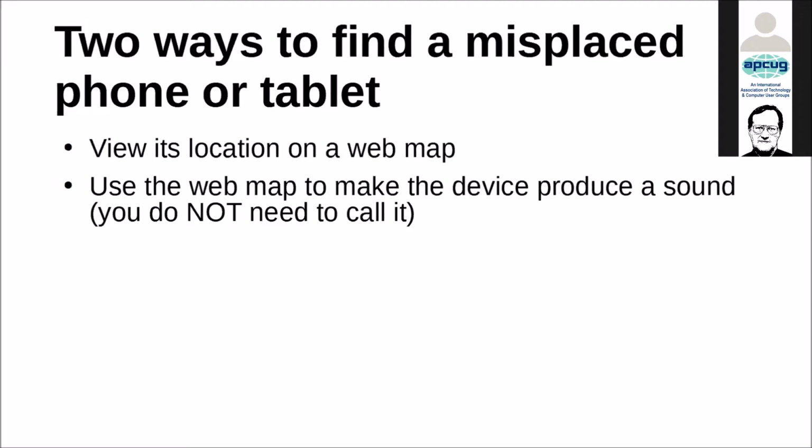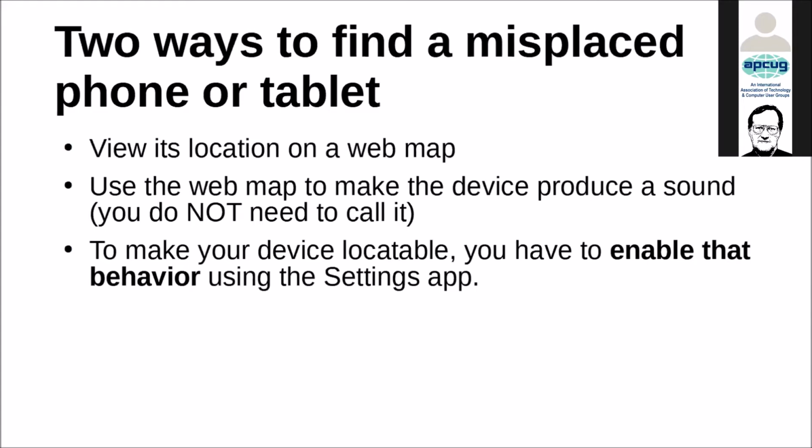If you find yourself in a situation where all you have is a computer or another portable device that is not connected to the phone network, as long as that other device is connected to Wi-Fi or some local area network, you can use it to force the missing device to make a sound. But to make this happen, you have to prepare. And you have to do that by enabling the behavior using the settings app on your device. Now, there's actually two different things you have to do.